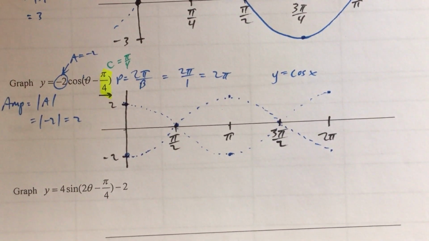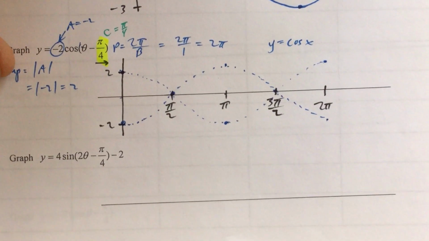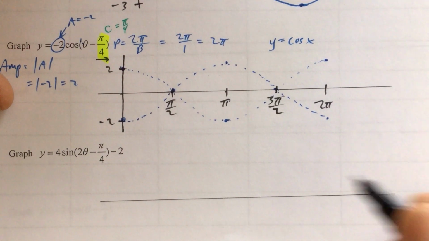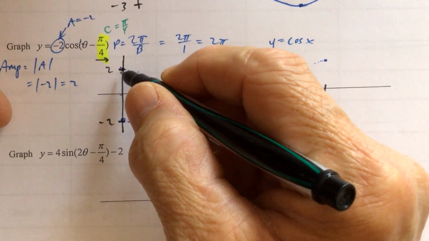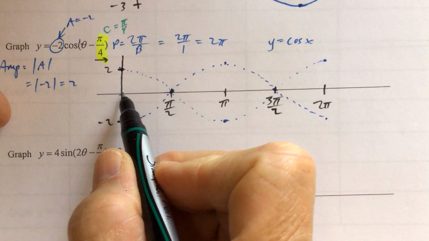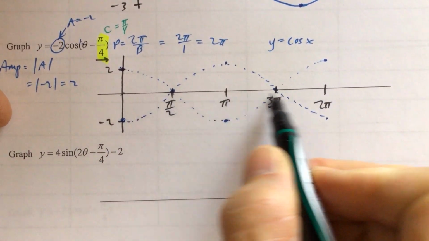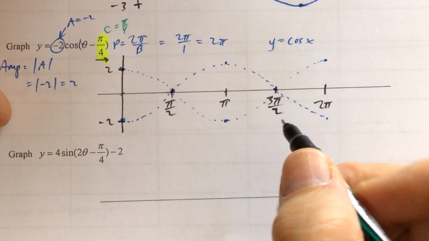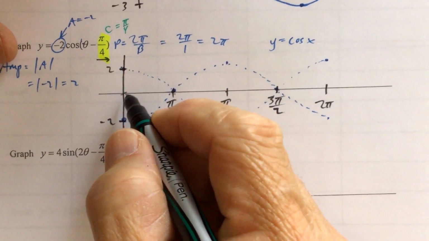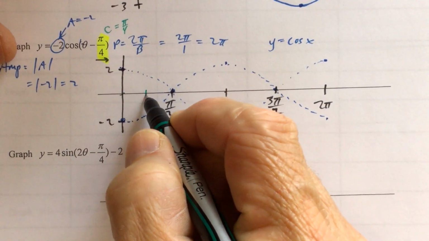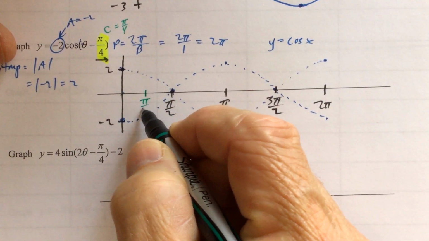So how do we find that? Well, that's what the next part is. We're going to take each of these key points and move them pi over 4 to the right. Well, we don't have pi over 4s labeled on our axis right now, so we have to actually label those. Pi over 4 is halfway between 0 and pi over 2. So there's our pi over 4.